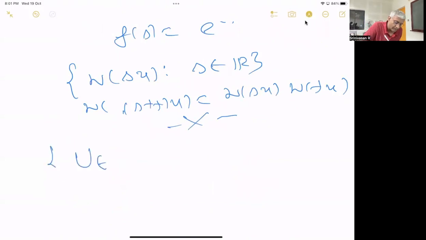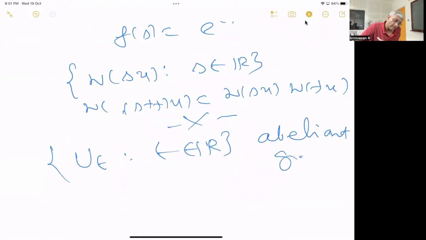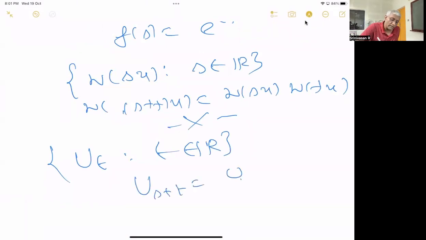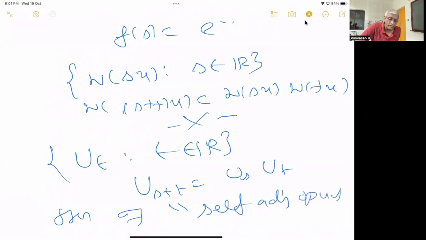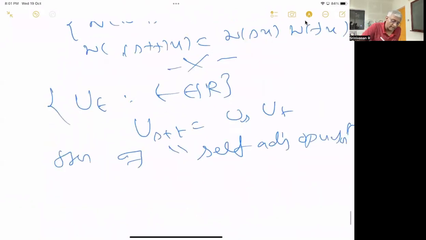U T, T in R, is an abelian group. Let's say this satisfies the following: U of S plus T equals U S U T. Then there exists a self-adjoint operator such that U T, and it's strongly continuous.